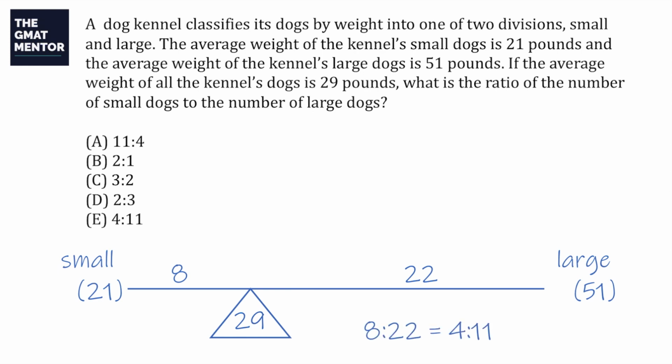But remember, the average overall weight of 29 pounds is closer to the small dog's weight of 21 pounds, so there must be more small dogs. So when you replicate the ratio, put the big number 11 by the small dogs, and the small number 4 by the large dogs. Thus, the ratio of the number of small dogs to the number of large dogs is 11 to 4, and the answer is A. Note the trap answer E, which could get you if you forgot to flip the ratios.